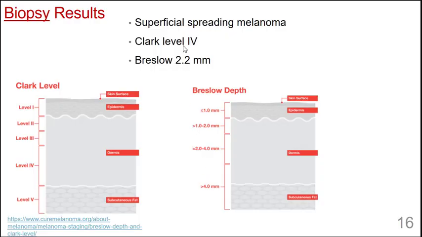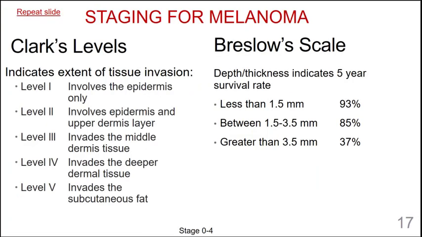And his Clark level is 4, so that deeper part of the dermis, and his Breslow score is 2.2, so you can cross-reference with these diagrams. But what does a Breslow score of 2.2 millimeters mean in terms of percentage of survival? If we go back to our scale, this is a repeat slide, you can see he would fall in this category here where he's given about an 85% chance of survival. But of course, there are going to be other variables in play as well.